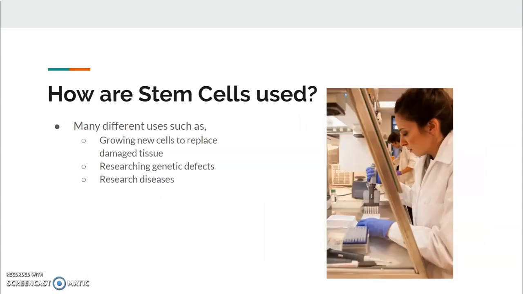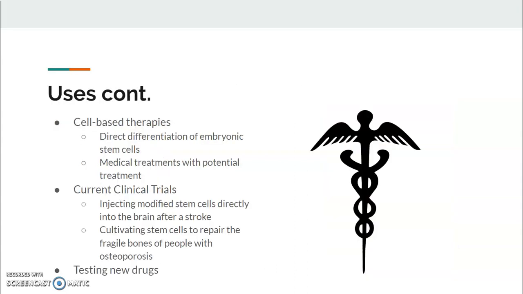So how are stem cells used? There's many different uses for stem cells, and since they have the ability to turn into various types of cells, scientists believe that they can be useful for treating and understanding diseases. According to the Mayo Clinic, some of these different uses, as I've shown on the slide, are growing new cells to replace damaged tissue, researching genetic defects and the causes of genetic defects in cells, and researching how diseases occur and why these certain cells develop diseases, such as cancer.